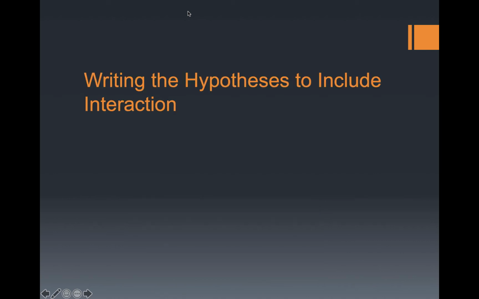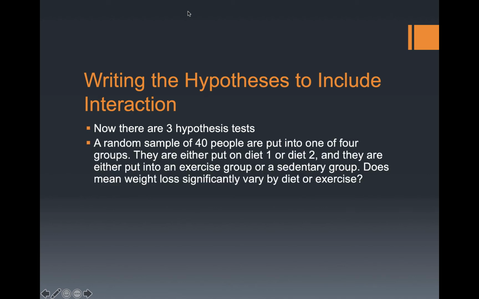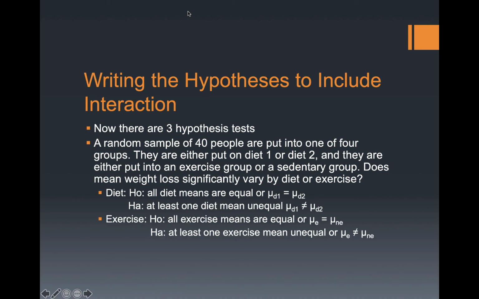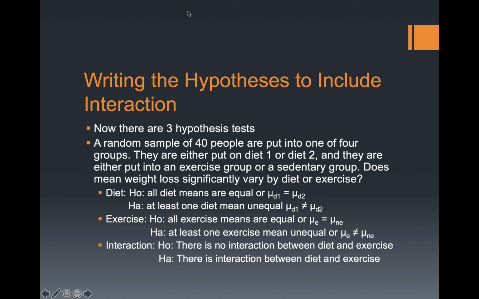Writing the hypotheses to include interaction. Now if we're testing interaction also, what is that going to look like? Well, now there are 3 hypothesis tests. We have the diet factor that we've already discussed. We have the exercise factor that we've already discussed. And now we have to test interaction. So we've got a hypothesis test for interaction. What is that going to look like? The null would be there is no interaction between diet and exercise. And the alternative would be there is significant interaction between diet and exercise.